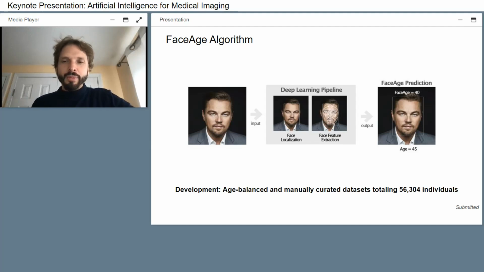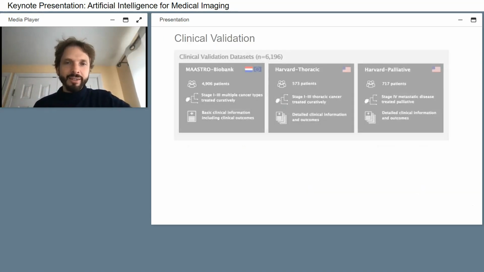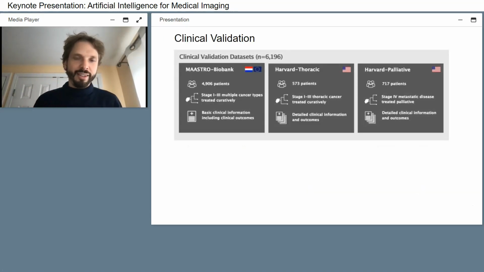We used a large data set of 56,000 individuals that we made age balanced and manually curated. We spent a lot of time to make it with ages similar to an older population that we would encounter in a hospital. We also curated to make sure that the images were of high enough quality, and that the face was nicely positioned. So then we had this algorithm developed, and we applied it to several clinical data sets.